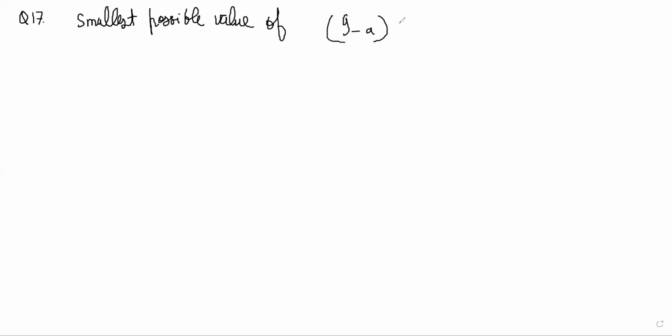Next one is find the smallest value of the expression. Question number 17. Smallest possible value of the expression: (9 minus a)(5 minus a)(9 plus a)(5 plus a), where a is a real number.